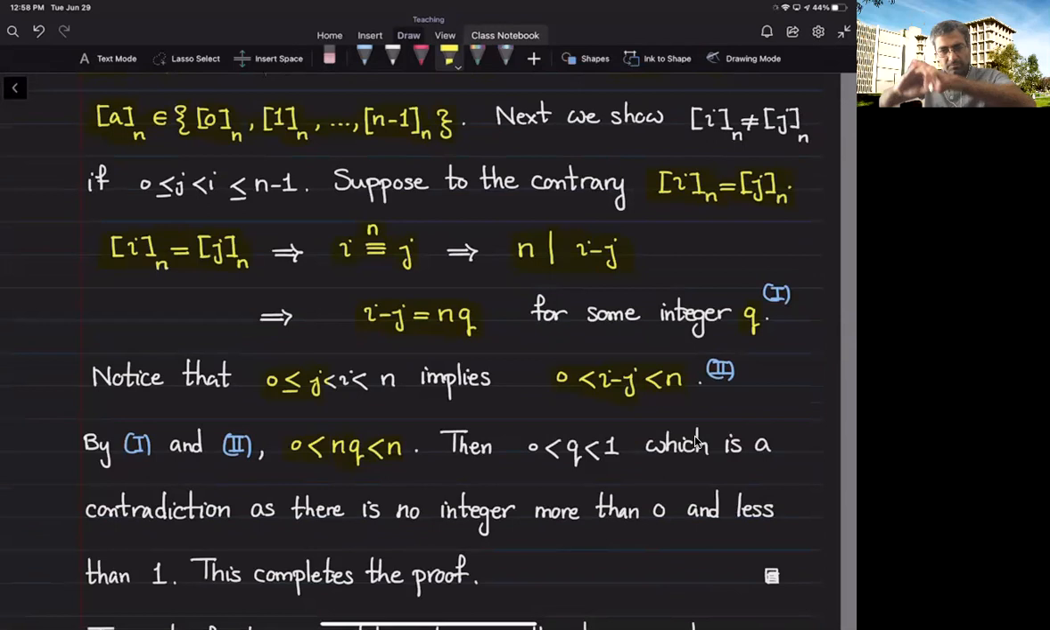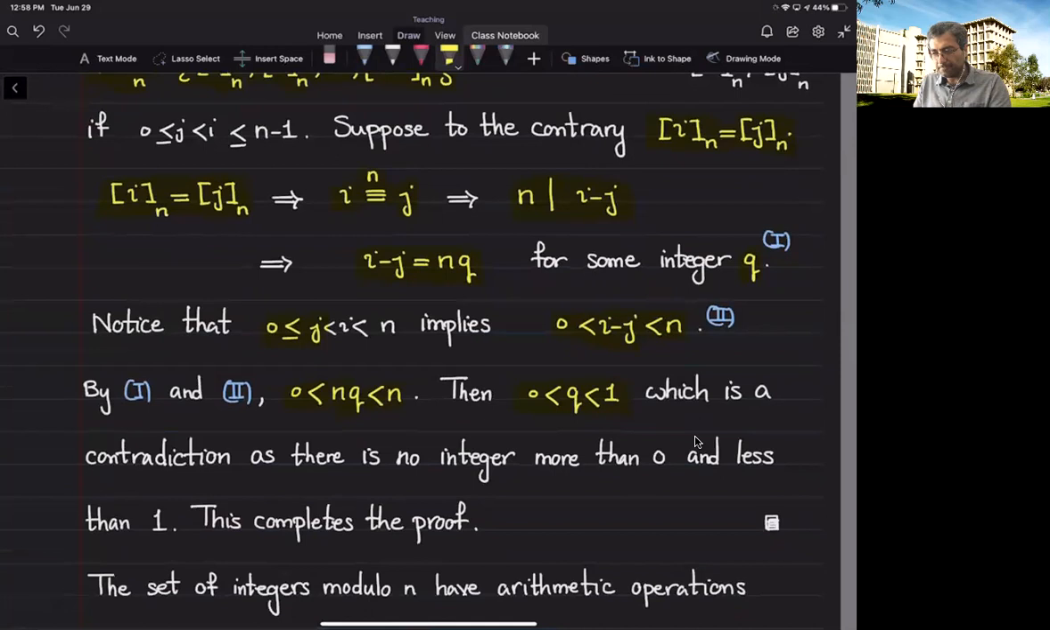I divide all the sides by n. Remember, n is a positive integer, so it's okay to divide all sides of inequalities by n. It doesn't change the order. So after dividing by n, I end up getting that q, which is an integer, is strictly more than 0 and strictly less than 1. But there is no integer strictly more than 0 and strictly less than 1. That's a contradiction. And therefore, these residue classes are distinct, which means the set of integers modulo n has exactly n elements.